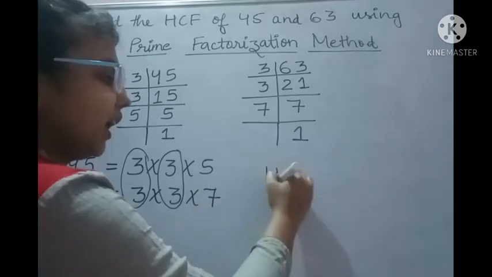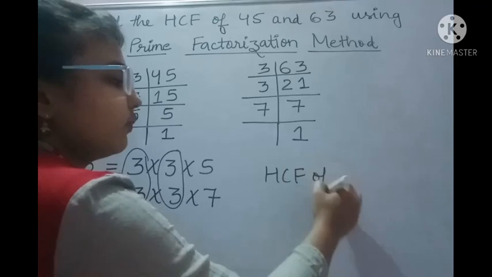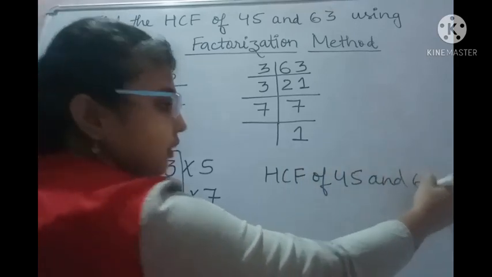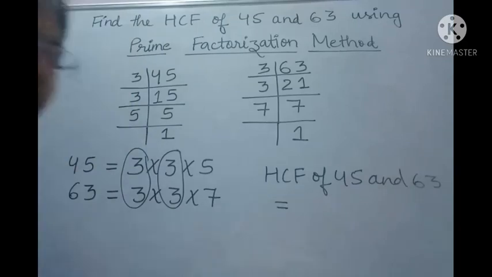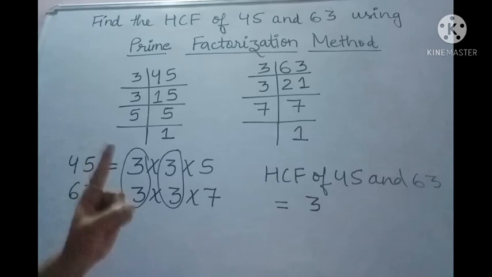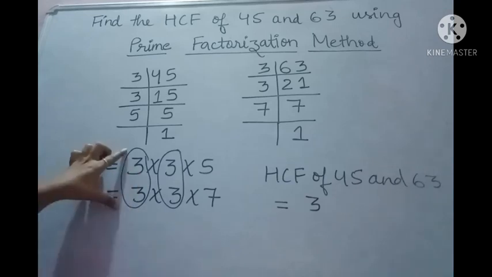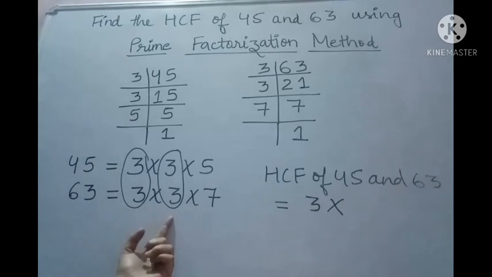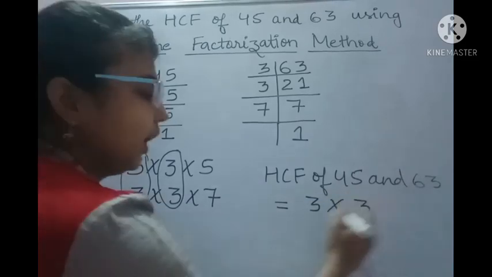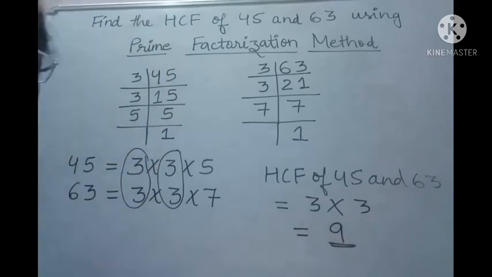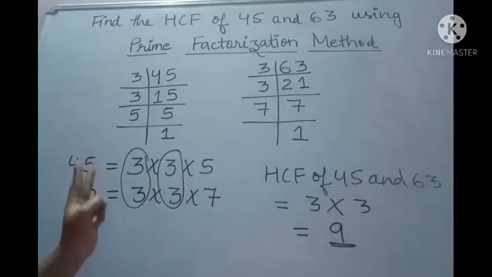So what will you write here for HCF? You will write down that HCF of 45 and 63 is equal to 3, which is common. You need to take this one pair as one digit only. If you have taken a pair, then you only have to note down one digit. Multiply by the second pair, which is also 3, so just note it down here and you will get 9.